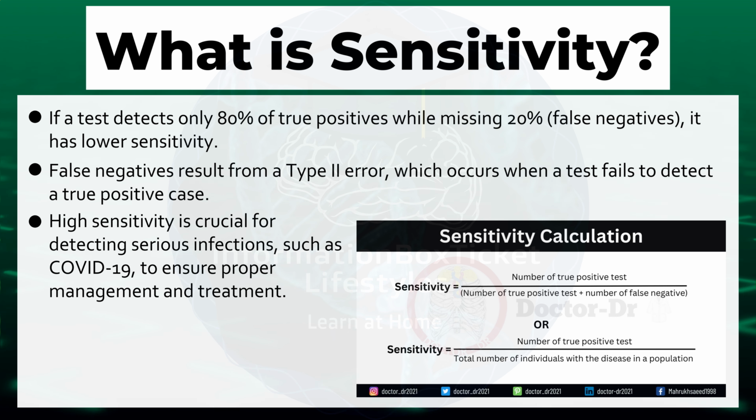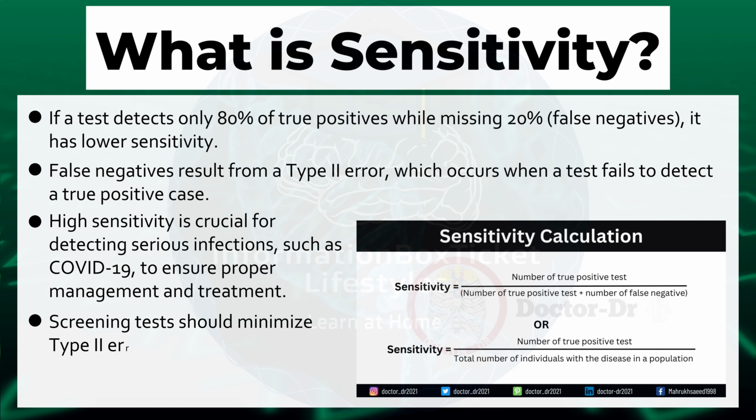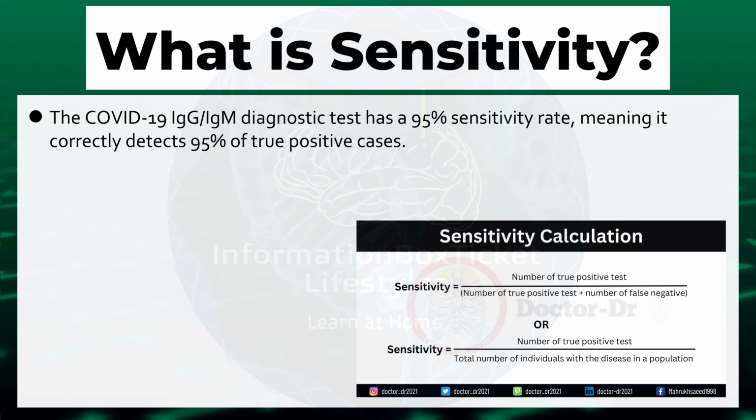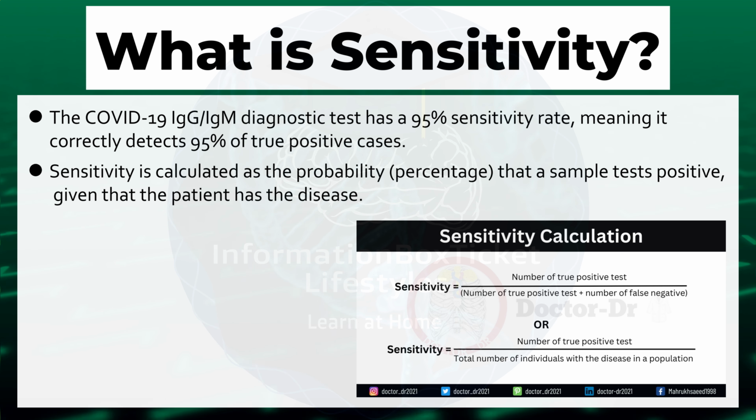High sensitivity is crucial for detecting serious infections, such as COVID-19, to ensure proper management and treatment. Screening tests should minimize type 2 errors for accurate disease identification. The COVID-19 IgG/IgM diagnostic test has a 95% sensitivity rate, meaning it correctly detects 95% of true positive cases. Sensitivity is calculated as the probability, percentage, that a sample tests positive, given that the patient has the disease.